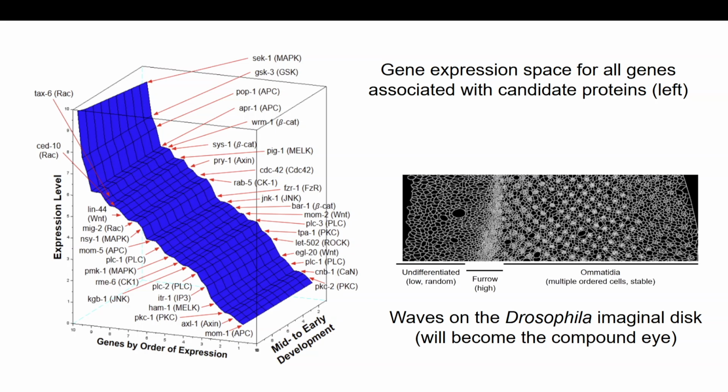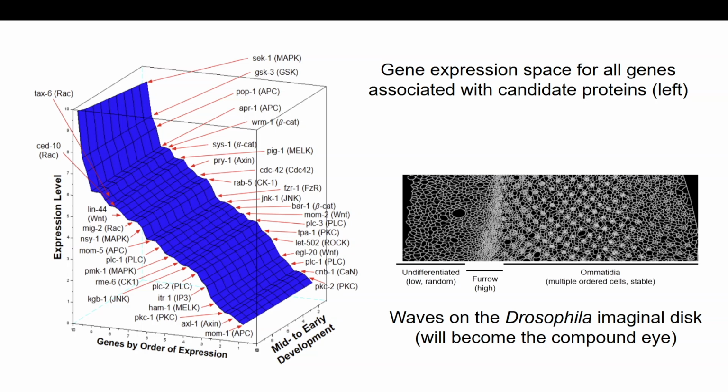So we have our gene expression space on the left, and on the right we have an example from Drosophila, the imaginal disc in Drosophila, which will become the compound eye. This is a high-resolution drawing of a Drosophila imaginal disc, and you can see that there are these highly ordered cell populations called Ommatidia on the right. These are multiple cell types that are ordered in a certain way, spatially and functionally. In the middle, you have this blurry, very dense area called the furrow, and that's our wave that's going through from right to left.